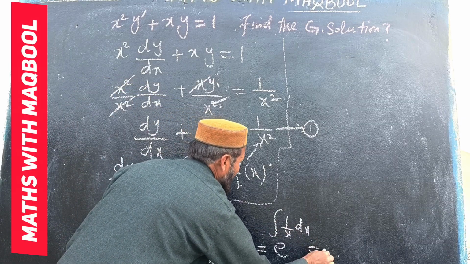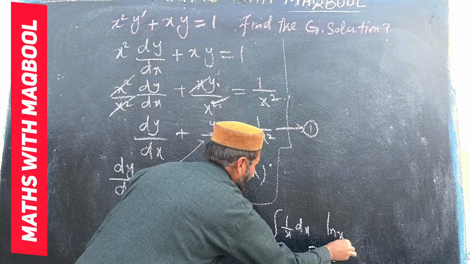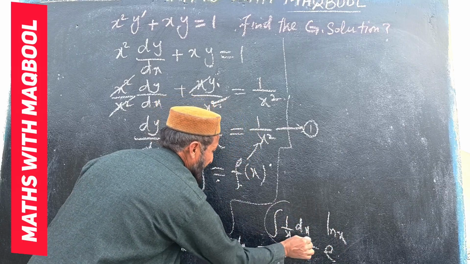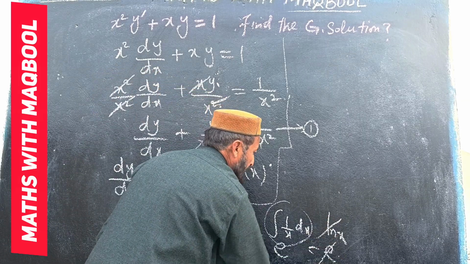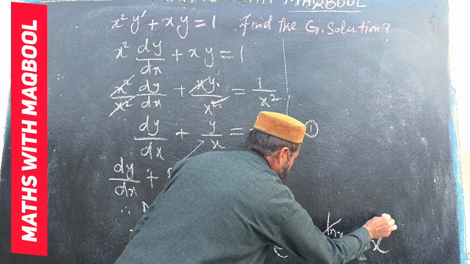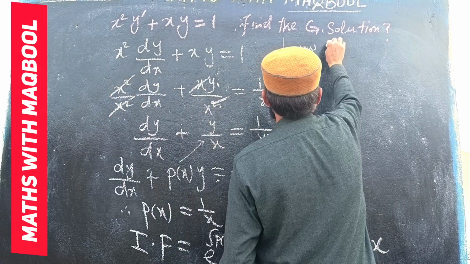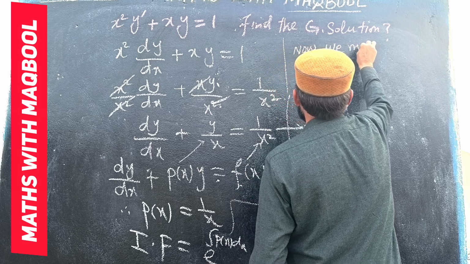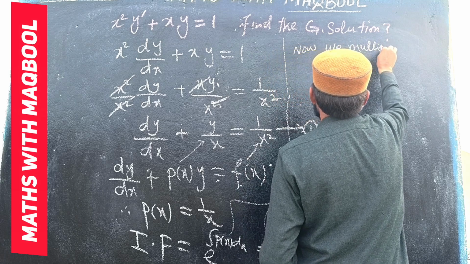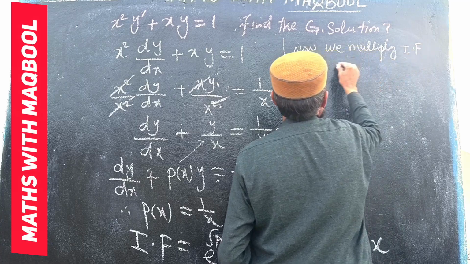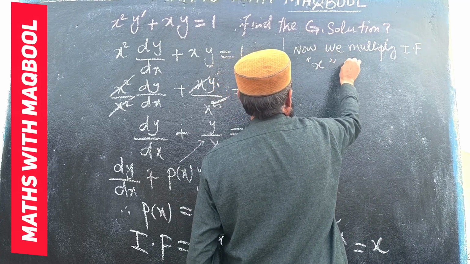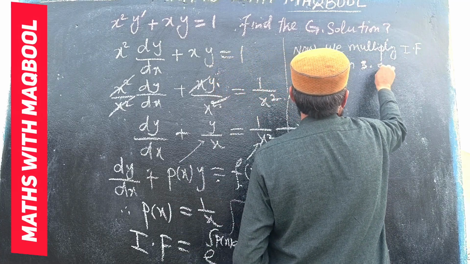So this is equal to e raised to the integration of 1 by x dx, which is e raised to log of x. So log and e cancel, and we get x. Now we multiply the integrating factor, that is x, on both sides of this equation.